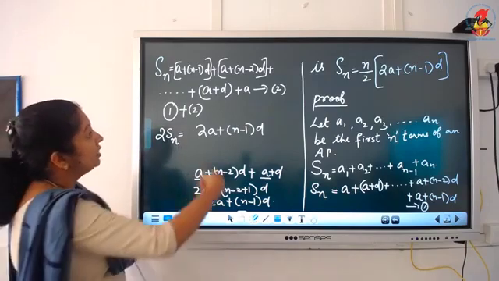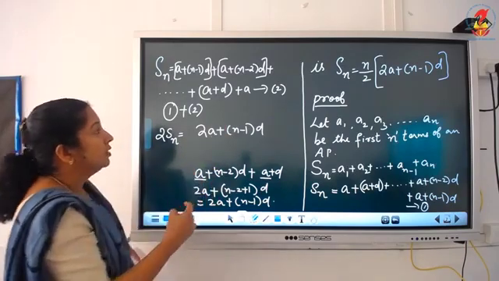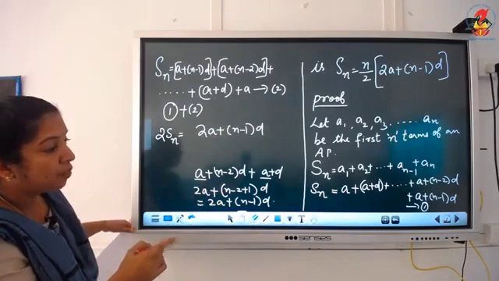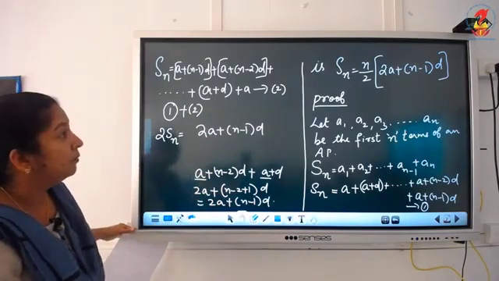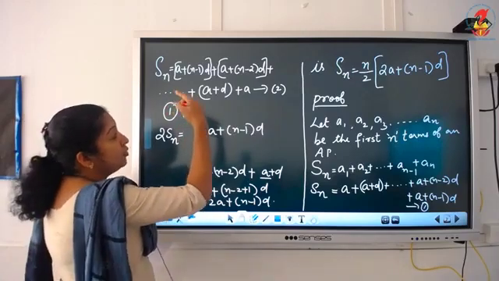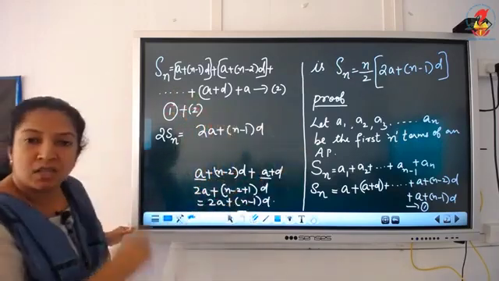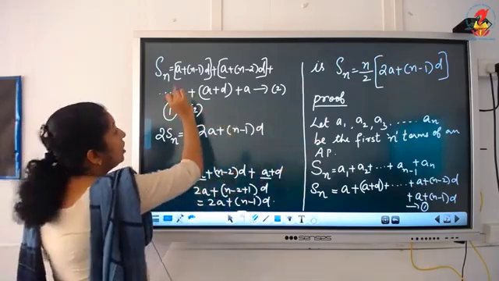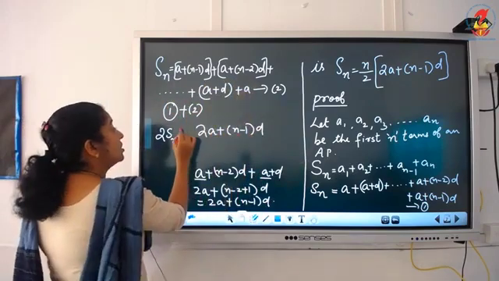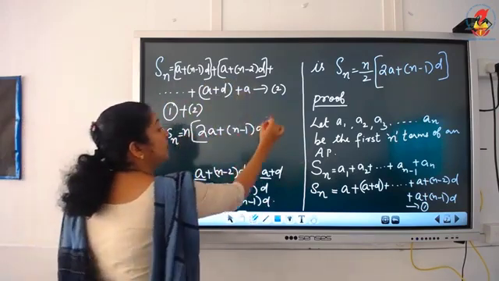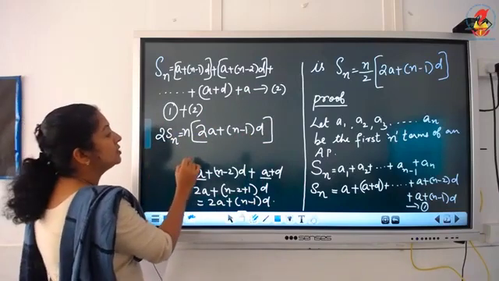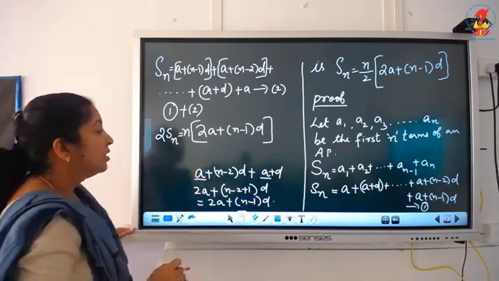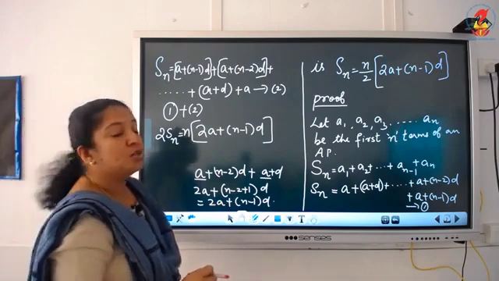So when we add both the second terms, we are getting the same answer, 2a plus n minus 1d. If you add throughout, you will get the same answer. Actually, we are adding n terms. It is n into 2a plus n minus 1 into d. So, 2Sn is equal to n into 2a plus n minus 1 into d.